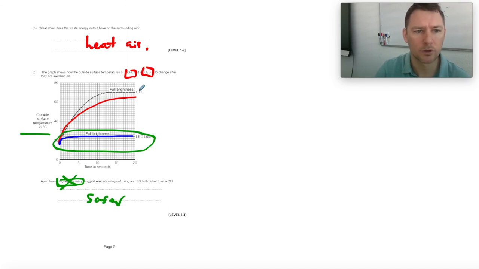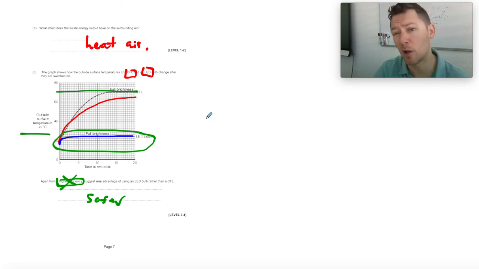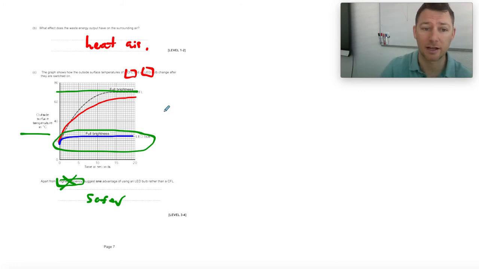It's safer. If you put your hand on this 70-degree bulb, it might get hot. It might set some fabric on fire if it's on it. We're not sure, but this is a cooler bulb, so therefore safer. So that's one advantage: it doesn't get as hot.